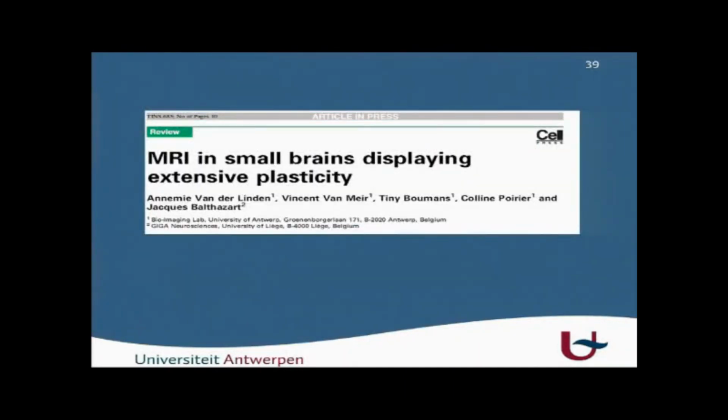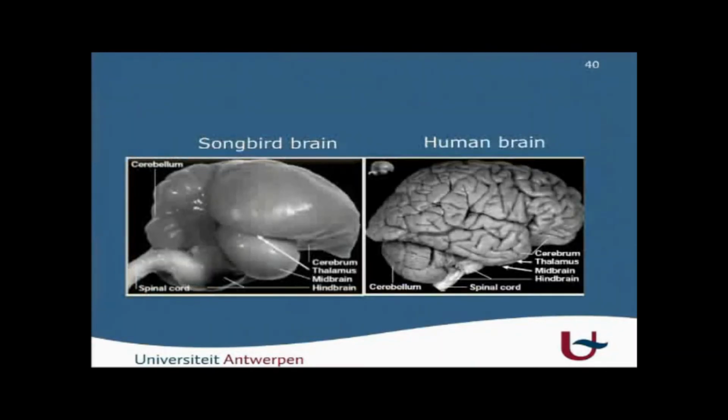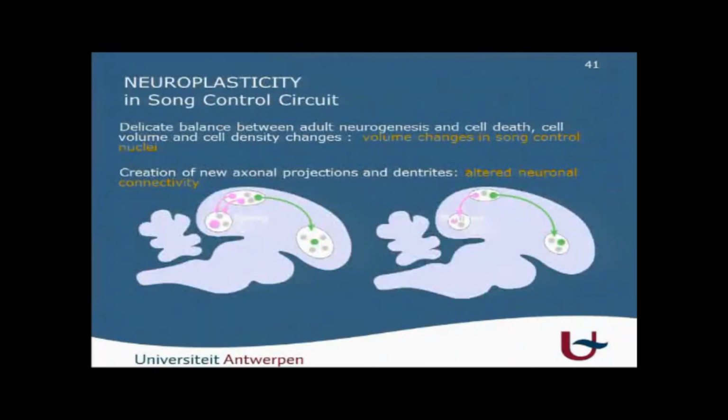Of course, we've worked a lot on this in my lab, and this is a paper which shows you that there's a lot to tell about what you can do with MRI when you want to study neuroplasticity. This is an example of how the bird brain looks, and of course it's much smaller than the human brain. Although it looks different, there are a lot of similarities.